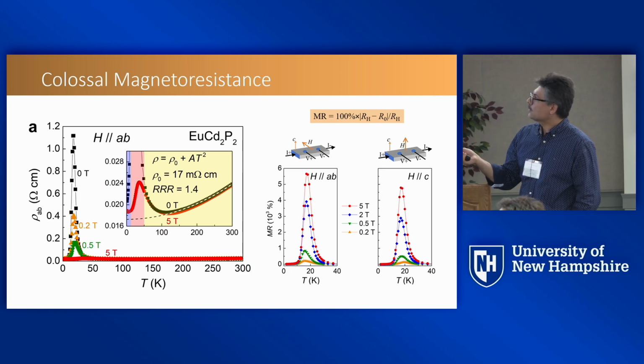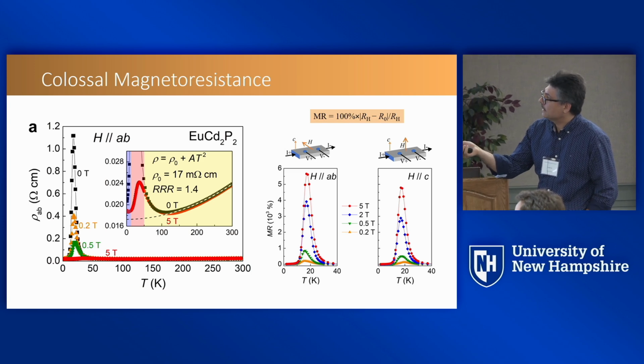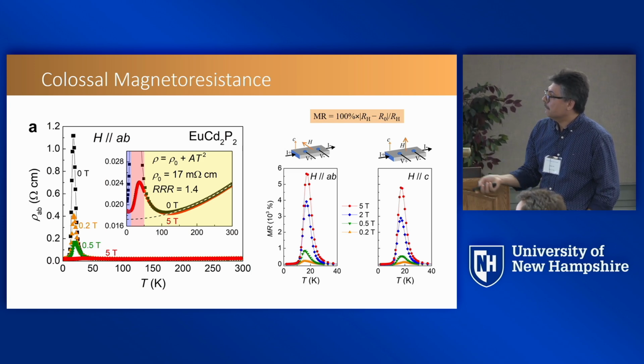So here I'm showing europium cadmium two phosphorus two. This is the first system that we studied. I'm showing resistivity as a function of temperature. At zero field, which is the black data, this system shows a very large peak in its resistivity. If you look at the temperature dependence from room temperature down to low temperature, zoomed into this region because that peak is so large, you see that the resistivity goes down in a metallic way with decreasing temperature, but the actual values of resistivity are giant. They're of the order of 24 milliohm centimeters.